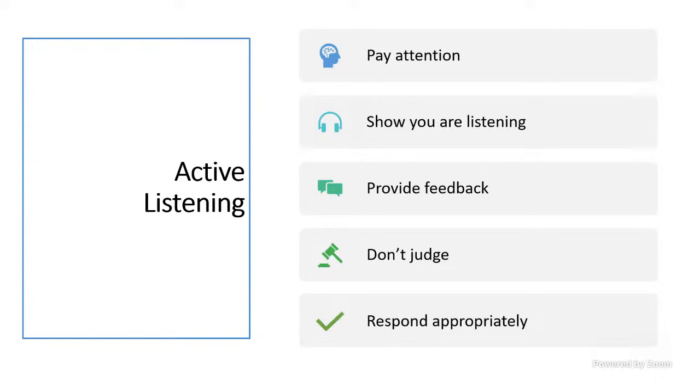And pay attention. Look at the speaker and clear distracting thoughts. Many times we are only partially listening as we are trying to formulate our response. Don't think about what your response will be while the other person is speaking. Avoid distraction in the environment, such as radio, TV, or other forms of distraction. Show that you are listening by using verbal and nonverbal cues, and provide feedback.